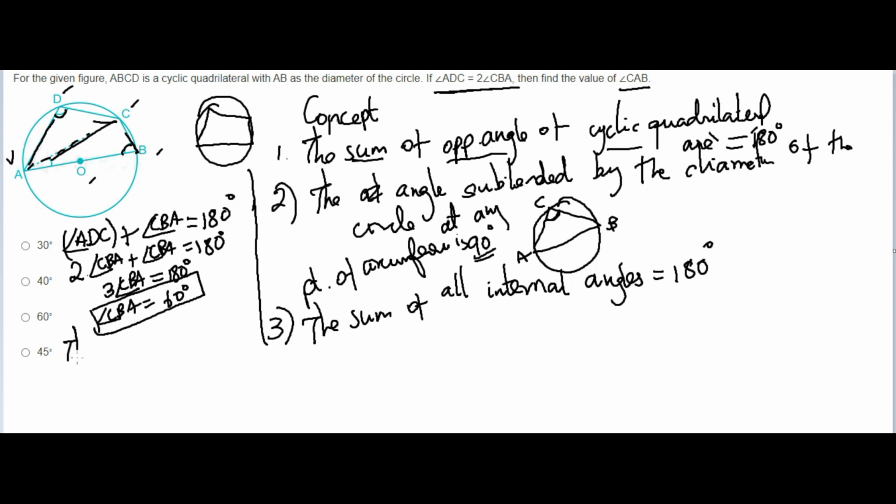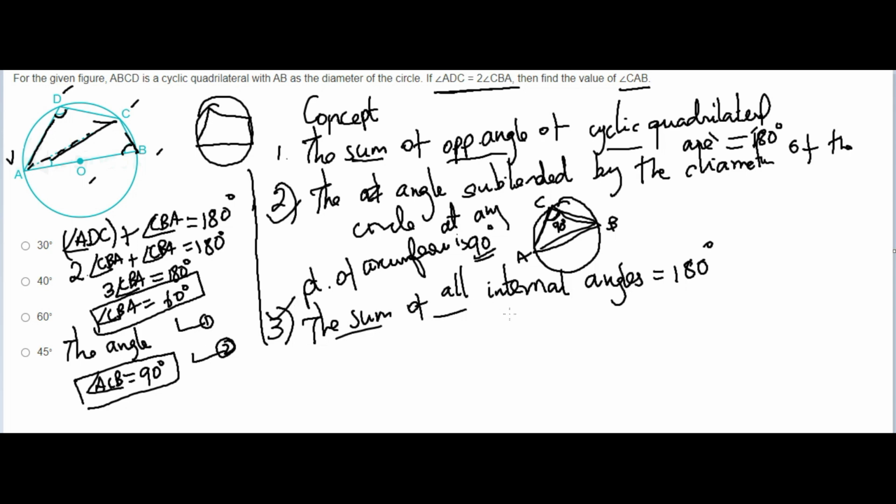Then for the second point, the angle subtended at any point by the diameter: what is ACB? It is equal to 90 degrees, as per the theorem. So angle ACB is equal to 90 degrees. Mark this as number 1 and this as number 2, and I have to go for number 3.